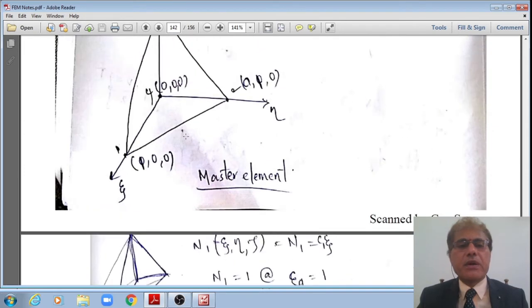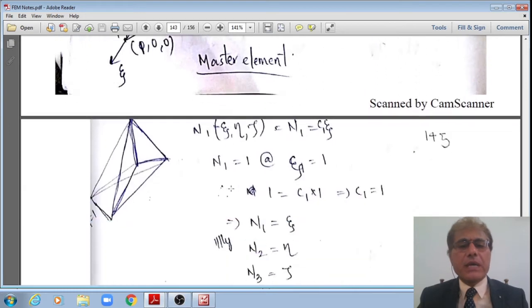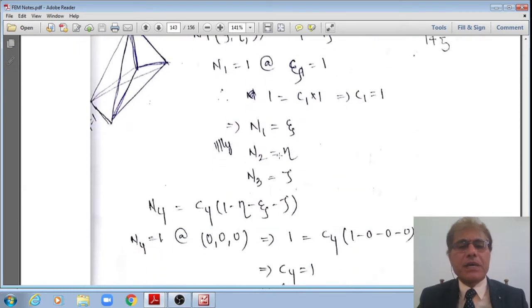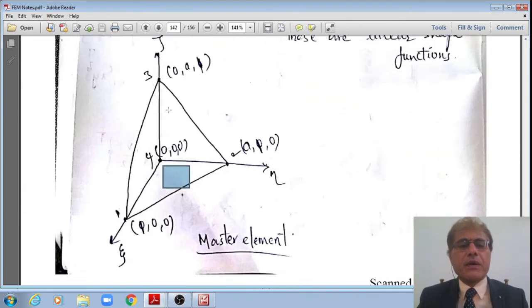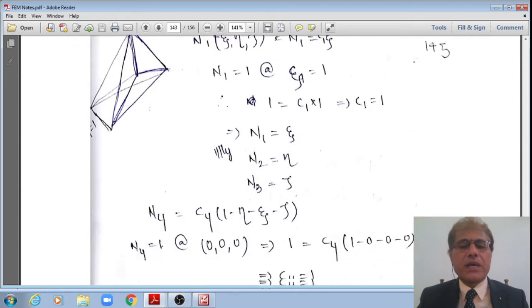And doing the same for node 3. For node 3, n3 becomes 0 on this plane connected by the 1, 2, 4 triangle, right? Where the equation of this plane is zeta is equal to 0. Therefore, n3 is equal to c3 multiplied by zeta. Substituting the properties of the shape function, that at node 3, 0, 0, 1, c3 is equal to 1. Hence, I'll get n3 is equal to zeta.